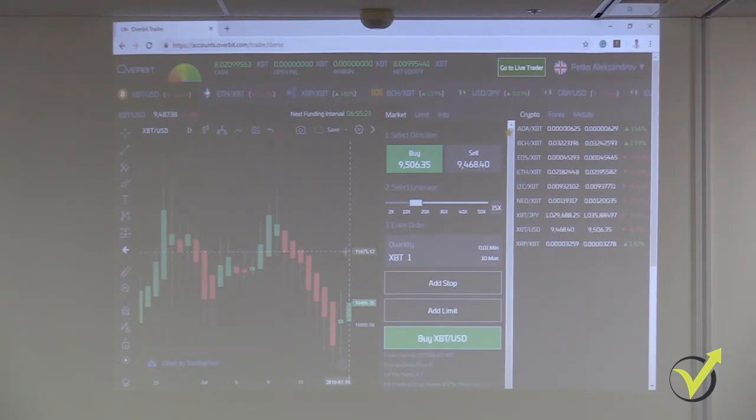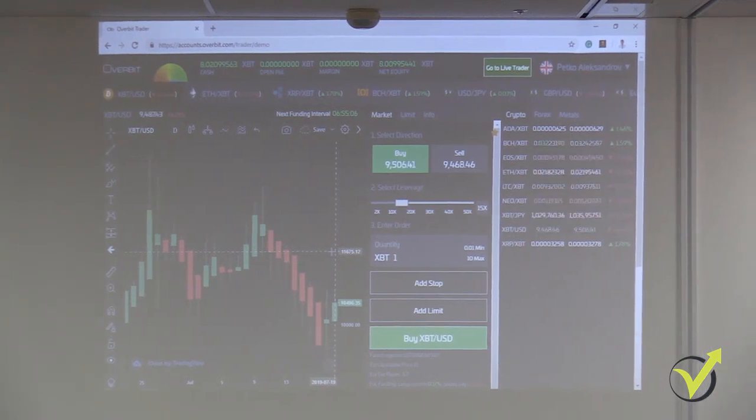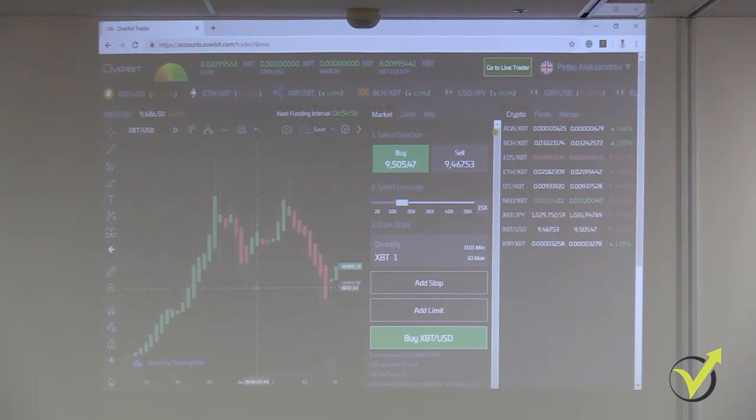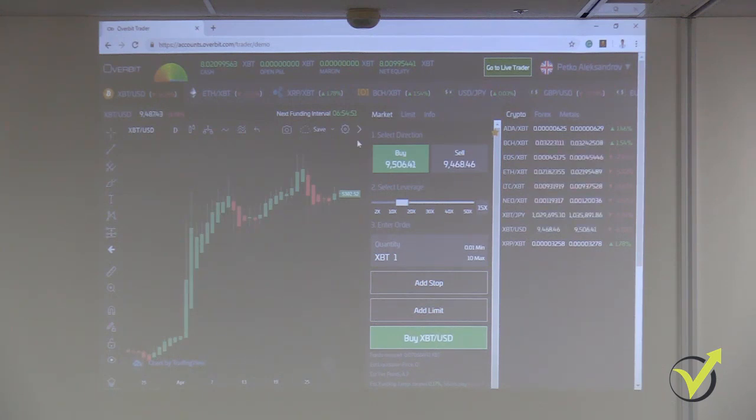So when we're looking at the daily Heiken Ashi, we have an idea where the market is going today by looking at the candle yesterday.